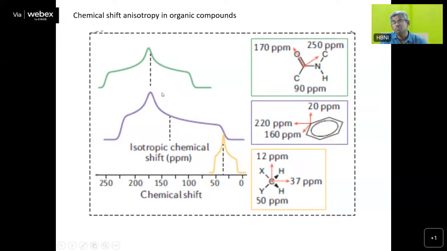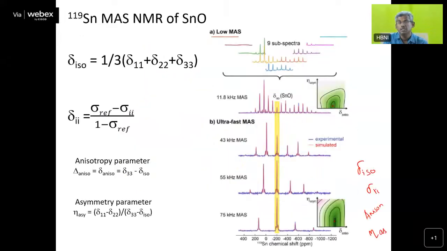If you have multiple CO groups and multiple CH2 groups, then the situation becomes further problematic, and that is why not many investigations are there on this type of compounds using solid state NMR techniques.